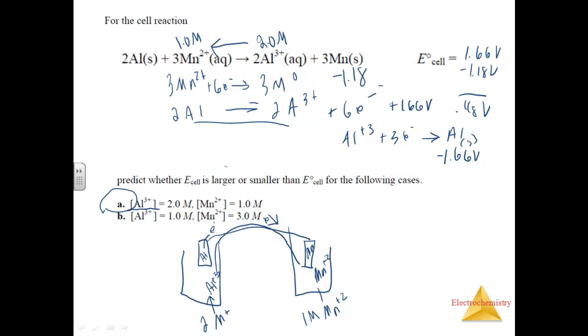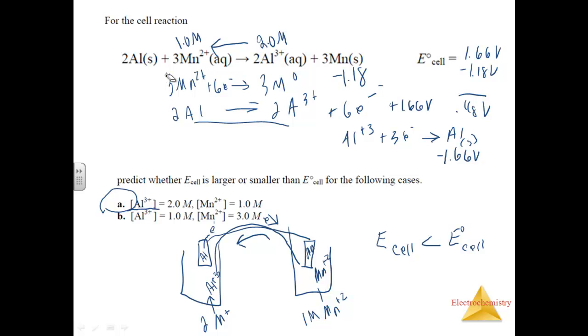So that's going to cause this reaction to shift left, and as a result, my E cell will be less than my E naught cell. By increasing the concentration of aluminum ions, which show up as the product, I'm going to have a lower E cell. Okay, let's take a look at the other example.